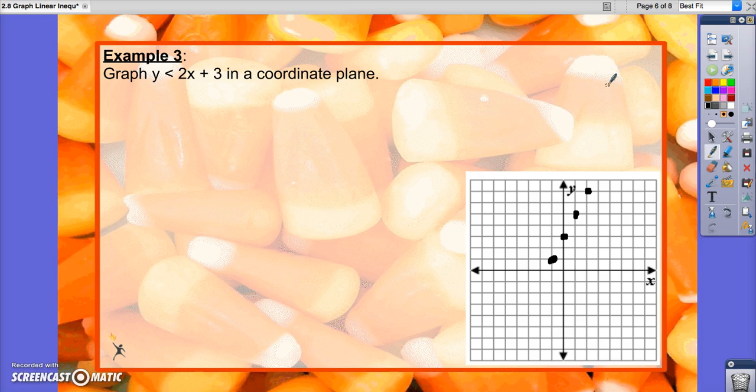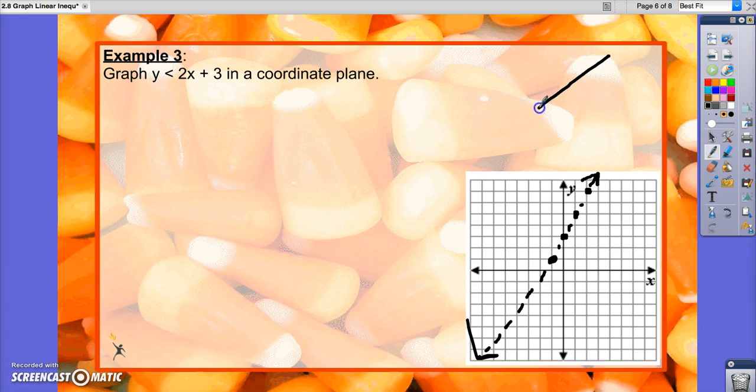Now, don't get hasty and just draw the line right through it originally, because it might be dashed, right? So if I look, it's less than. Less than is not a solid line, it's a dashed line. So let's dash it. And usually I like to go through the whole plane here. All right, so there's my dashed line.